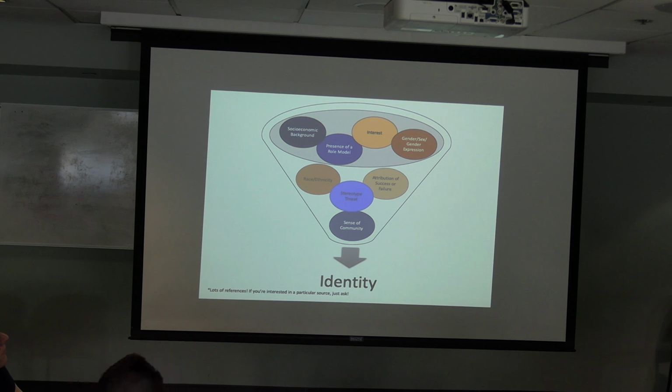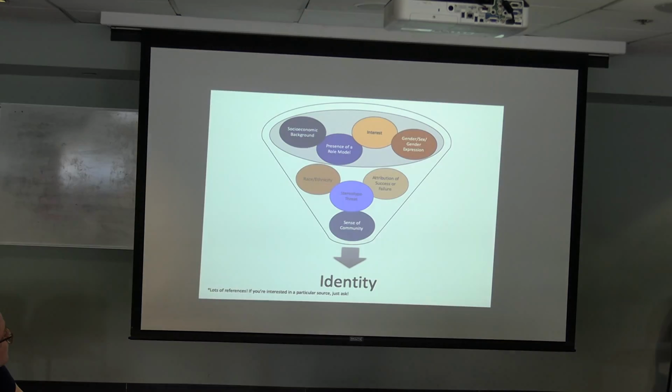Some of these have a reciprocal relationship, right? So they affect how a student identifies, but how a student or how a person identifies could also affect their attribution or success or failure, especially with these bottom three here. The attribution, oh, that does not work.